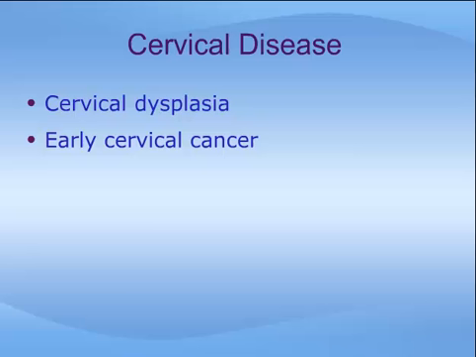Traditionally, one of the most common indications for vaginal hysterectomy was severe dysplasia, meaning abnormal cells, of the cervix or very early cervical cancer. Dysplasia is considered a precancerous state. Vaginal hysterectomy is the ultimate definitive procedure for these conditions, since removal of the cervix cures the problem.